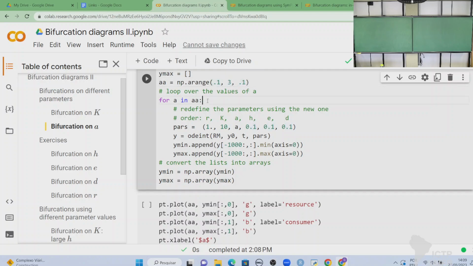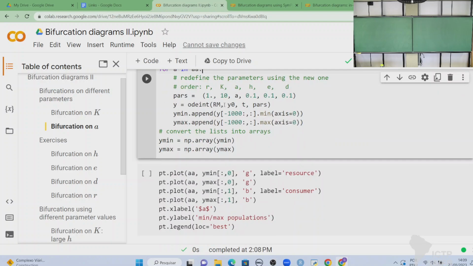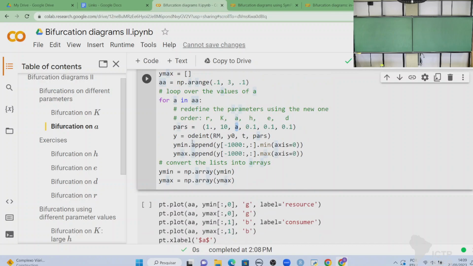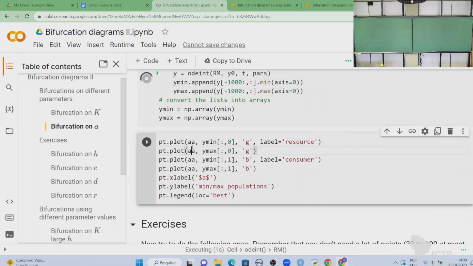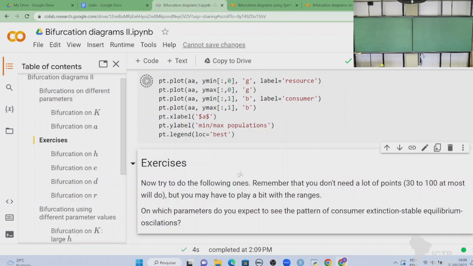And then everything else is exactly the same. You see, I only change it so that now I fixed K, and now I change A inside the loop, okay? And everything else is the same, okay? And at the end, I plot as a function of the values of A, right? The minimum and maximum, okay? And what does this look like?